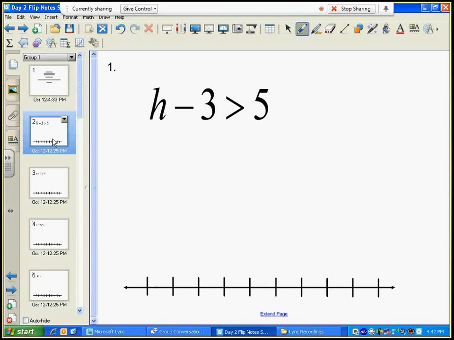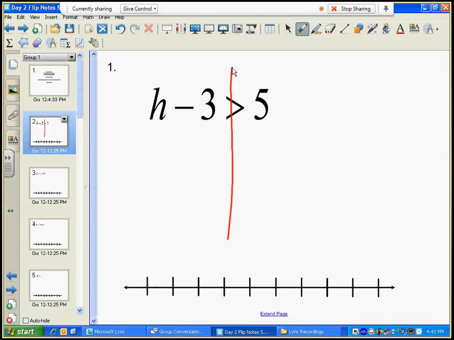Okay. Now I'm asking you to solve this inequality. I'm trying to find all the numbers in the universe that I can stick in this inequality that will make it true. I'm trying to find the solutions, and I solve it the same exact way as I solved equations. So let me illustrate one.